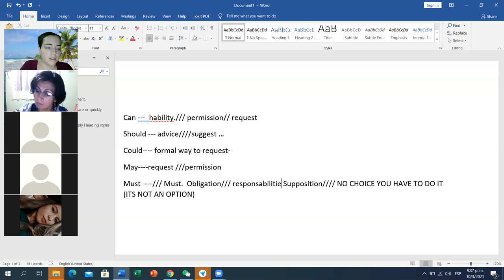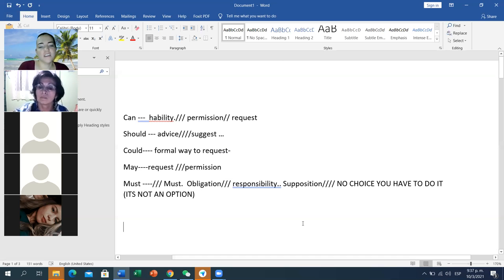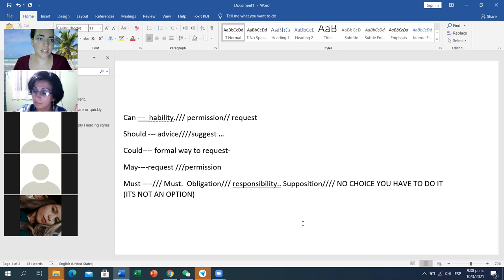Responsibility. In some way, it is an obligation, also a responsibility. Creo que está mal escrito. Responsibility, I do apologize, guys. Okay, it's a responsibility, an obligation. In this case, it wouldn't be an obligation. No es una obligación. Es como un deber. It's something really necessary. Okay, extremely necessary.